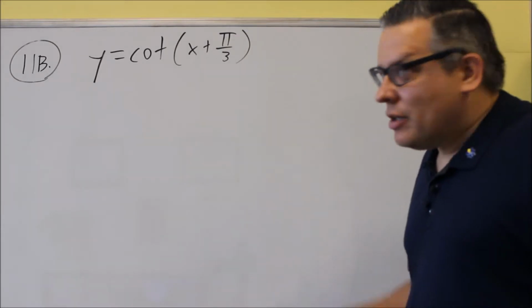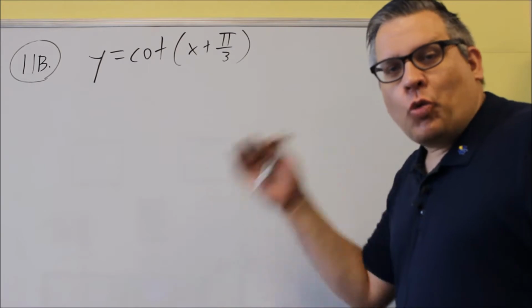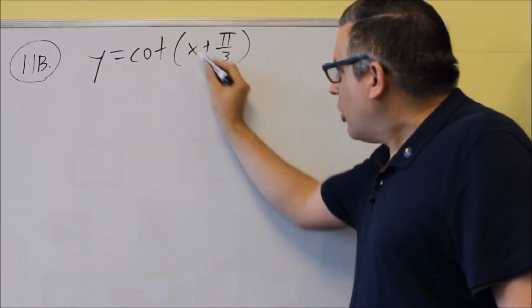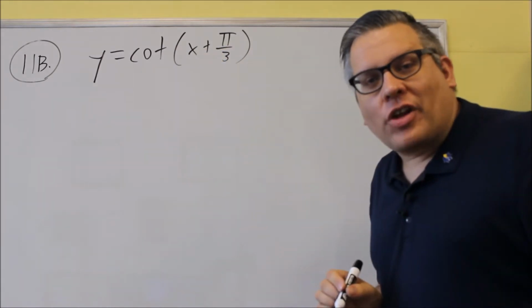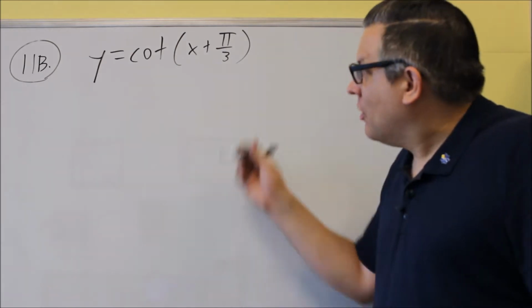Okay, for 11b, this is a different type of problem than 11a. For 11a, we did that procedure where we found the period and we had a scale factor. For this one, because there's a 1 in front of the x, that means the period is not changing, so we don't have to do that same process on this one.